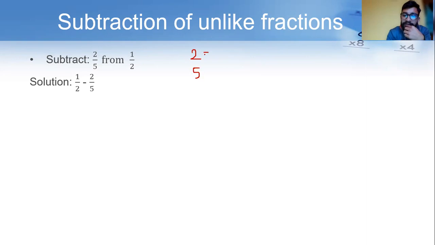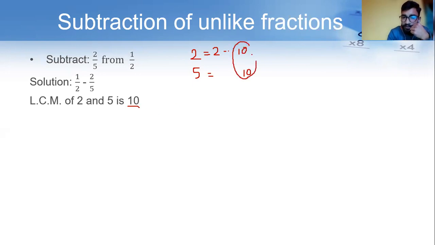10. So the table of 2 means 2 ones are 2, 2 twos are 4. Write it until you get the common number in both. I just wrote it directly. In the table of 5 you will get 10, and in the table of 2 also you will get 10. That means your LCM is 10. 10 is the smallest common multiple of both numbers, so 10 is your LCM.